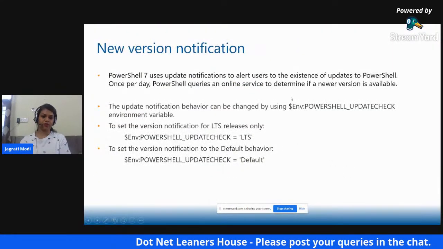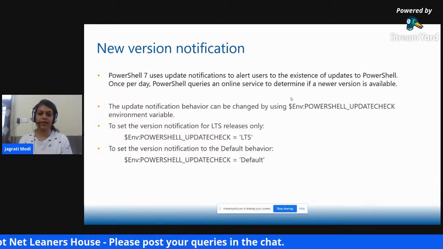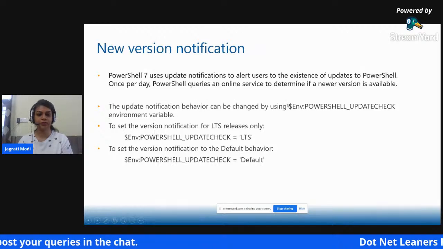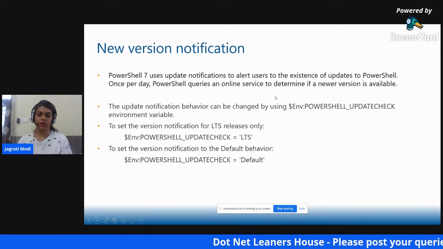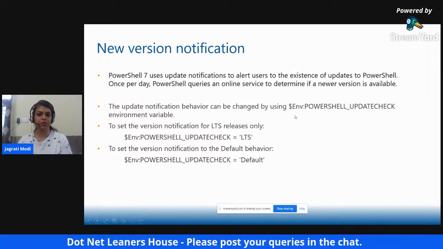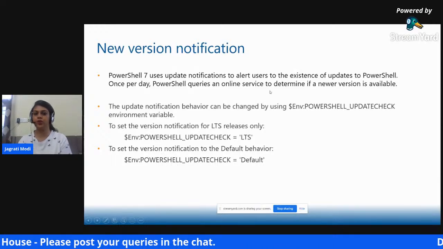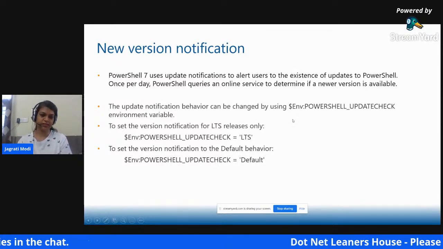The new version notification. In this new version, you can see alerts at the top of the terminal. If there are any updates to the version or any new releases, you will always be able to find that in the topmost header of that particular PowerShell window, so that it will always tell you a new version is available.